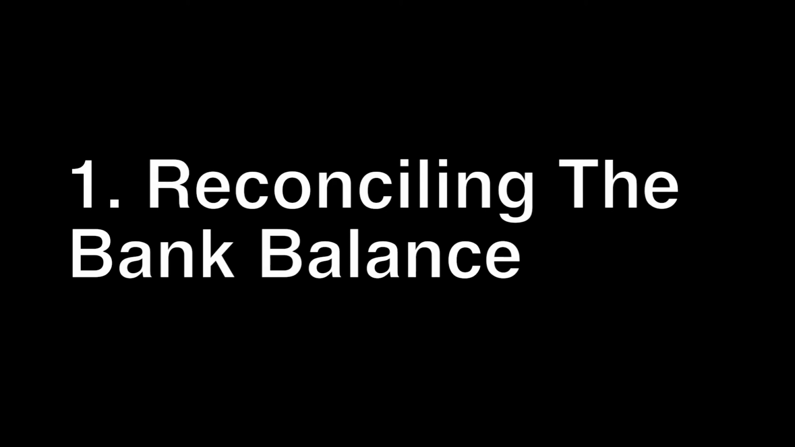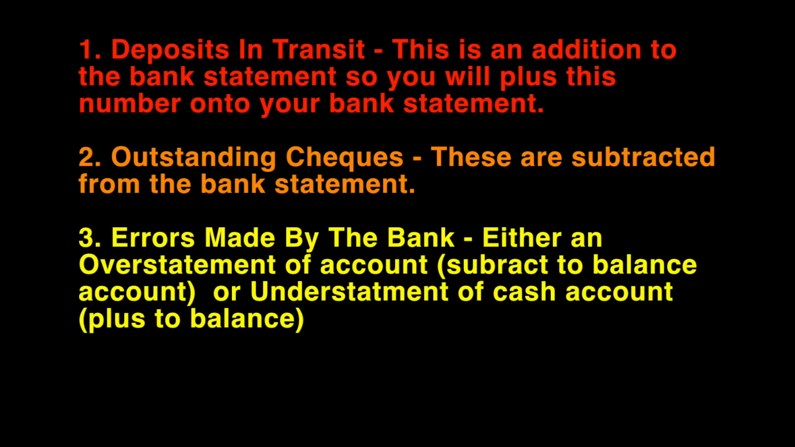The first is reconciling the bank balance. The cash balance generally won't equal the bank balance, and there are a few reasons for this. Deposits in transit that have not yet cleared the bank is one reason. Simply, this is cash that has been received and rightfully reported on the balance sheet by the business, but it has not yet been put in the bank statement. This is an addition to the bank statement, so you will plus this number onto your bank statement.